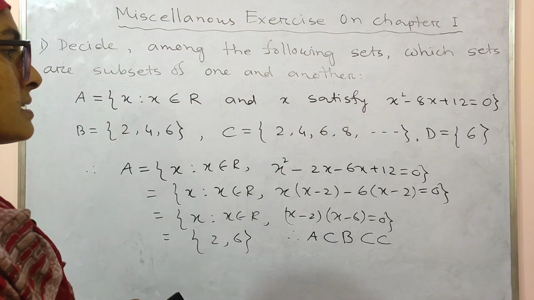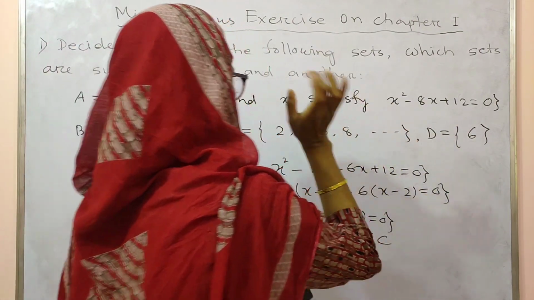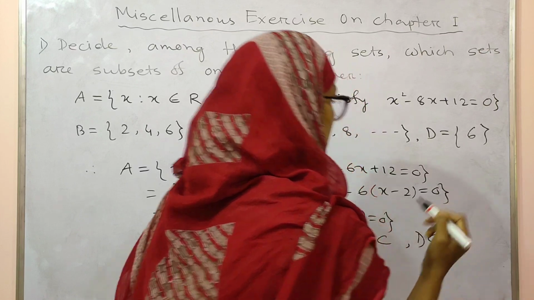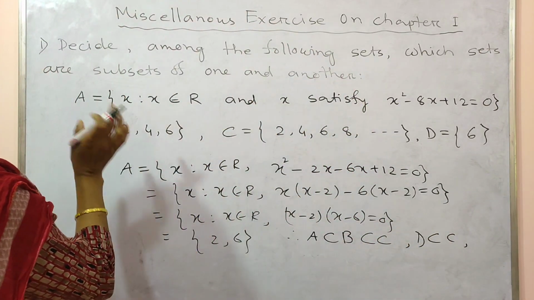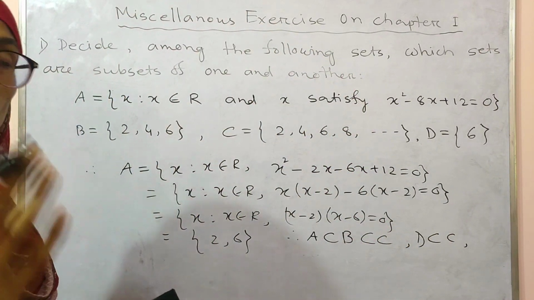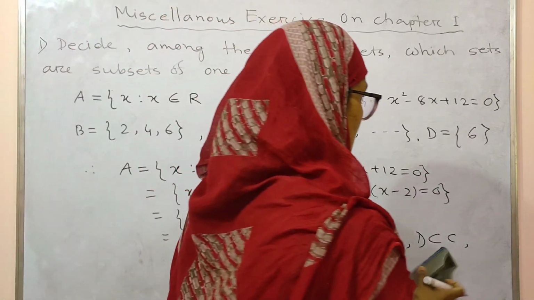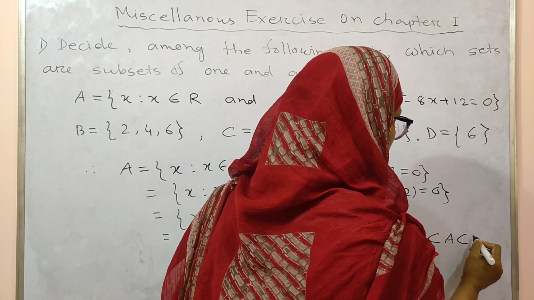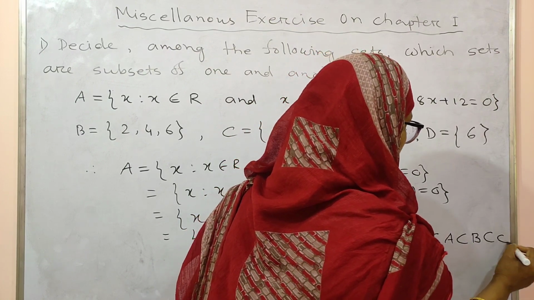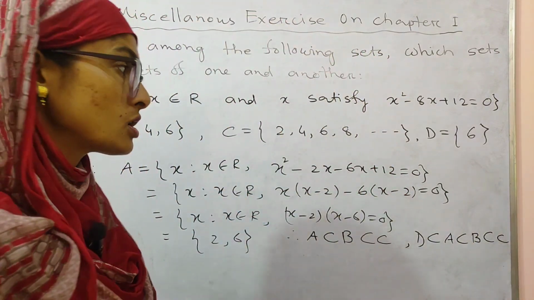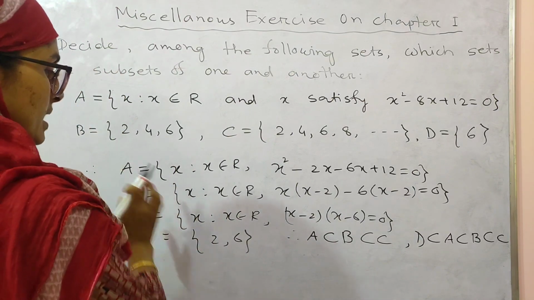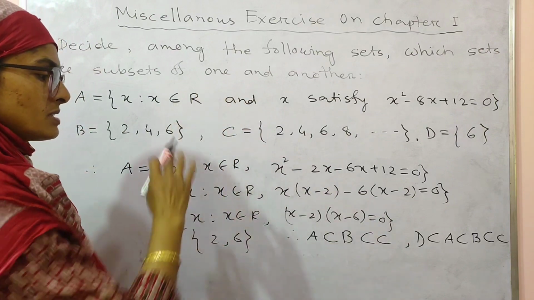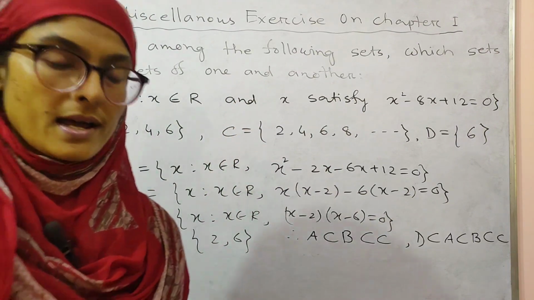Next, D is a subset of C. You can write D is a subset of A, and D is a subset of B. You can write it in this way also: D is a subset of A, which is a subset of B, which is a subset of C. And I have already written B is a subset of C. So this is the answer of question number 1.